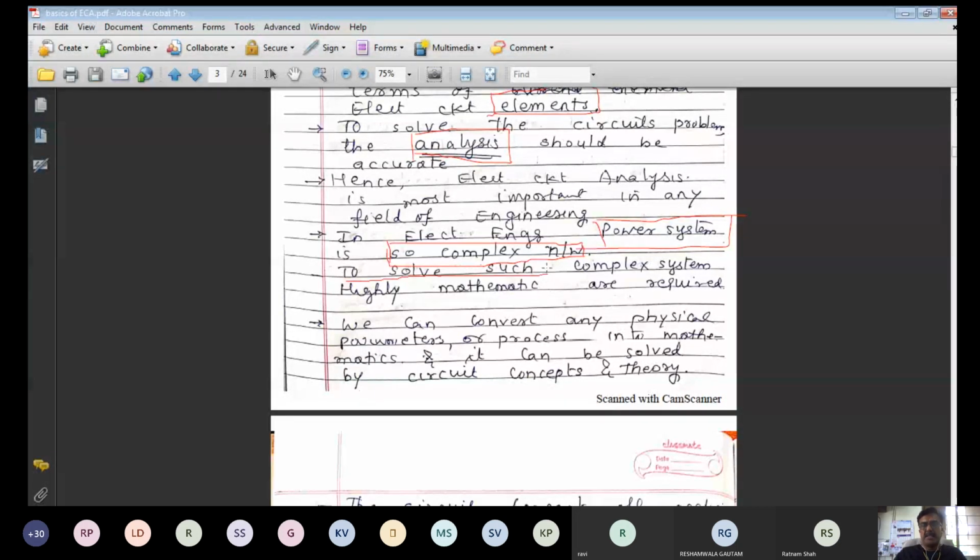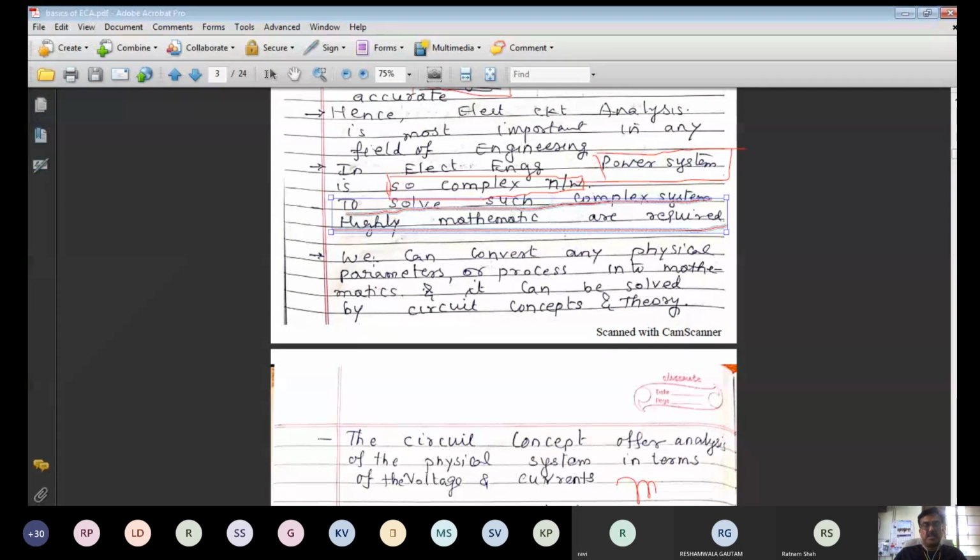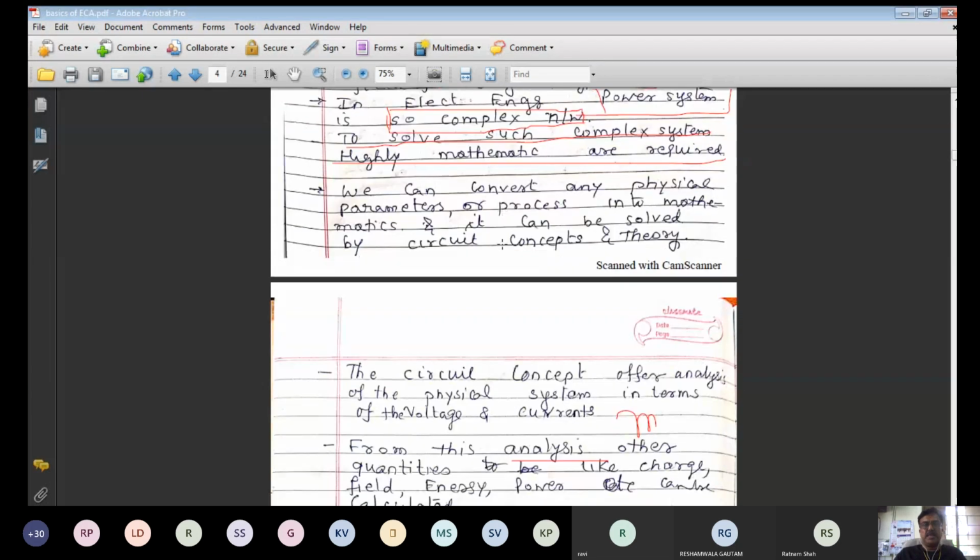Now to solve this complex system, highly mathematical analysis is required, because we have already studied the mathematics subject in first year. That mathematical analysis we have to use in our electrical circuit system. This highly mathematical analysis can be done with the help of different theorems that are used in our electrical circuit analysis subject.